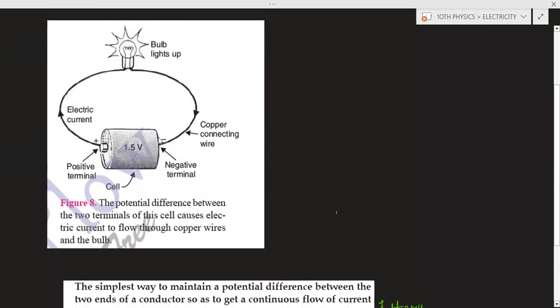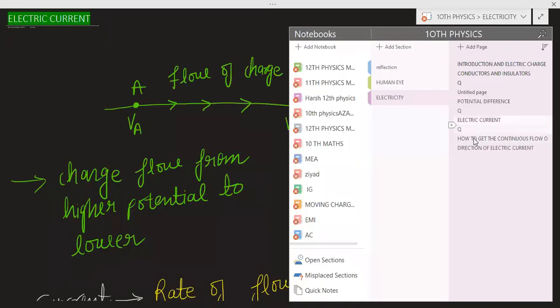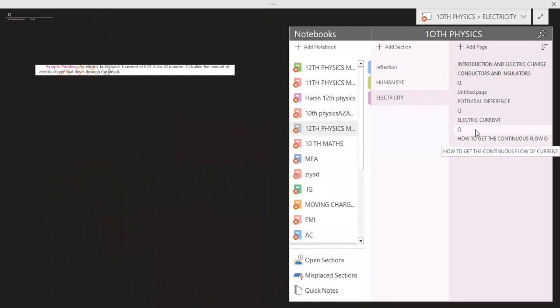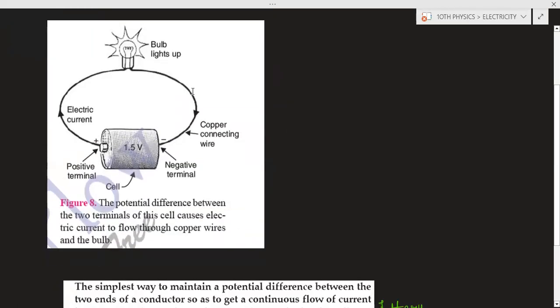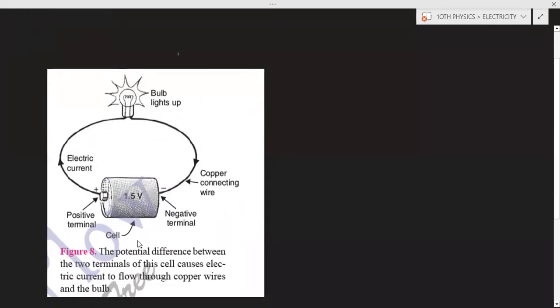So how to maintain a continuous flow of current? To connect a battery across the ends of the wire. Okay. So just please draw this diagram, and you can draw this battery like this.